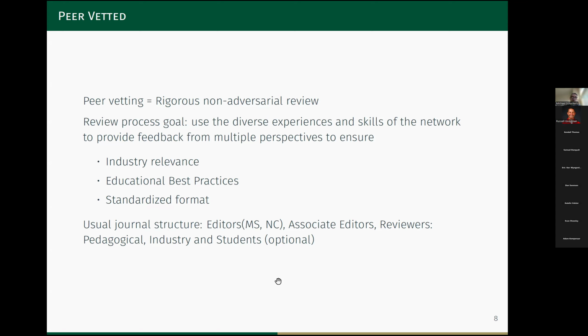And so for each module, it is reviewed by someone in that particular sport industry. It's reviewed by someone with a strong pedagogical background. And it's got the standardized format, and I talked a little bit about format in the previous slide. For that review, for our vetting, we do have the usual sort of journal structure. So we have editors. I'm one of two current editors. The other is Nick Clark, and I'll mention Nick later. We have some associate editors. We have reviewers. And the reviews that we look for are pedagogical, as I mentioned, industry.